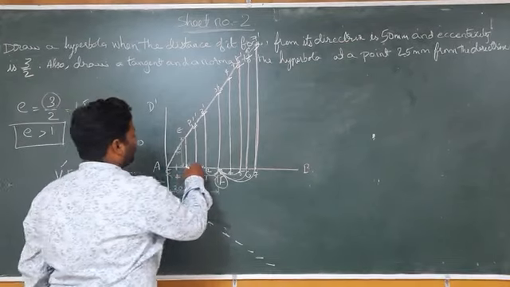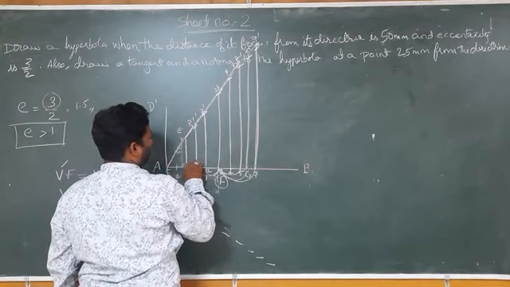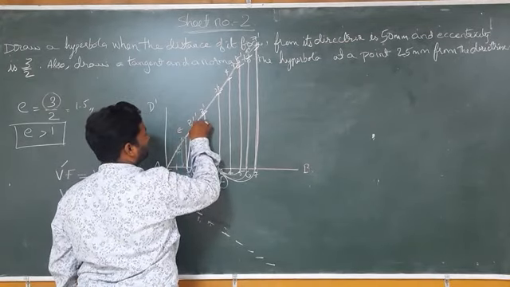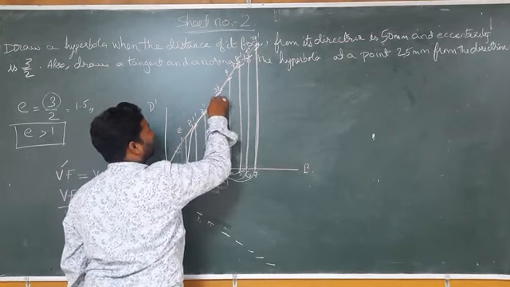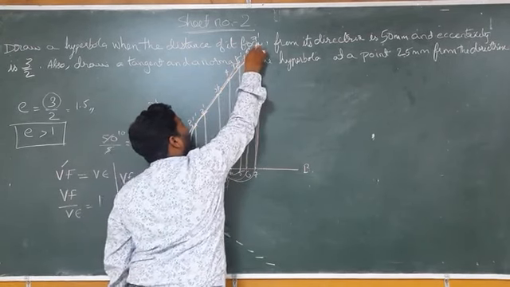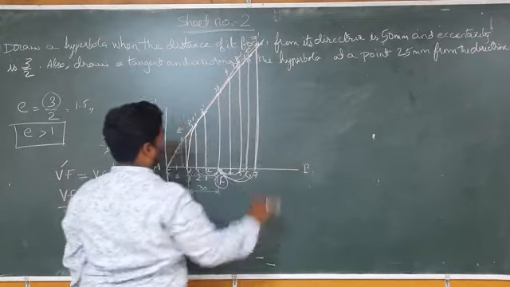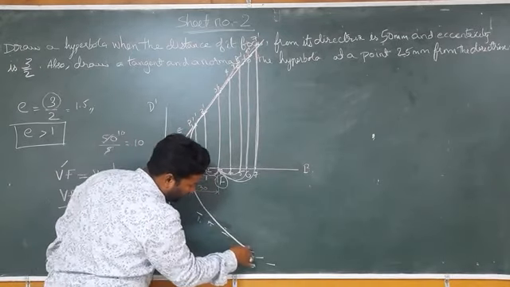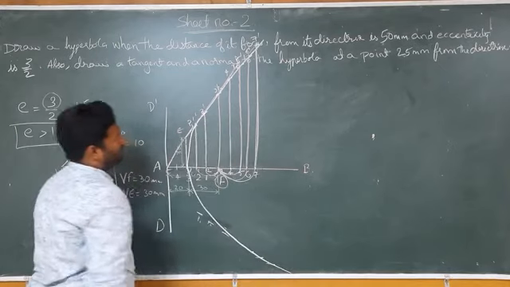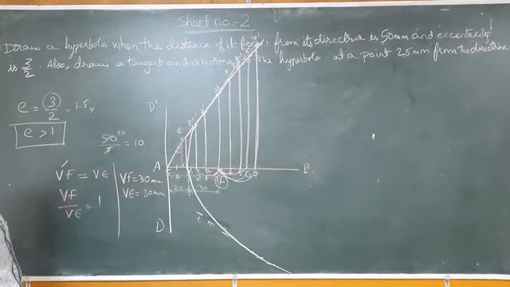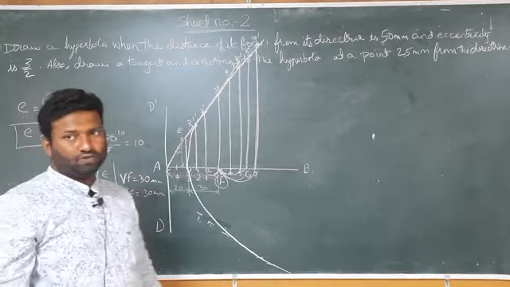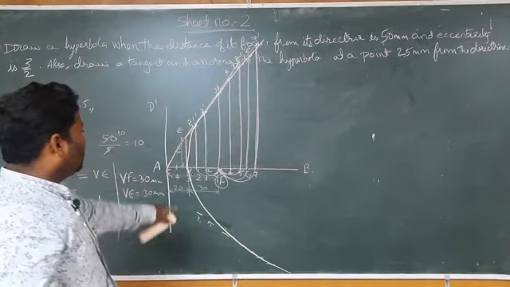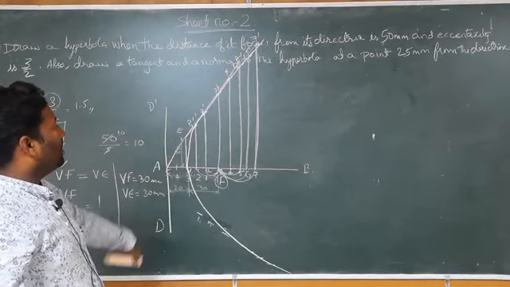Now, starting from V, I will join the points P1, P2, P3, P4, P5, P6, P7 in a line. Now again from here I have to draw the same thing like this. So here we got a hyperbola. So this is the hyperbola how we have drawn.